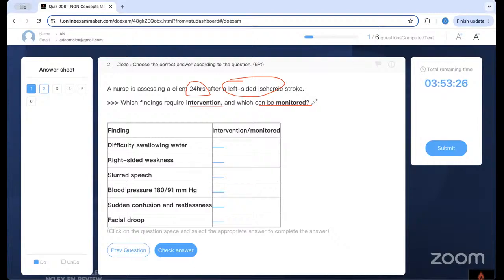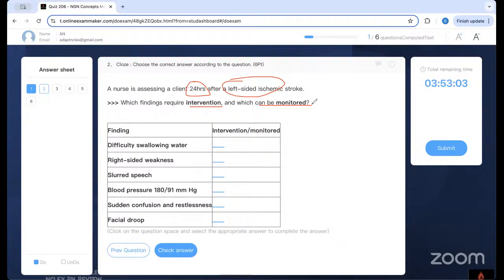That's all. Keep on rewriting your question in your own way. This is a test-taking strategy. This is the way of adapting case study questions so they become more manageable. Forget about the words they've used in the question. Underline the buzzwords, put them together and say somebody had a left-sided stroke 24 hours ago. What would I see?